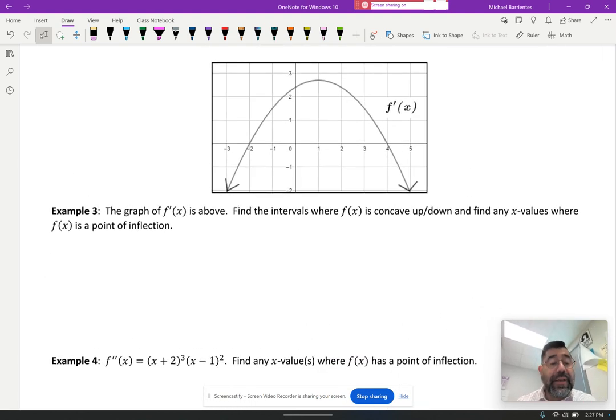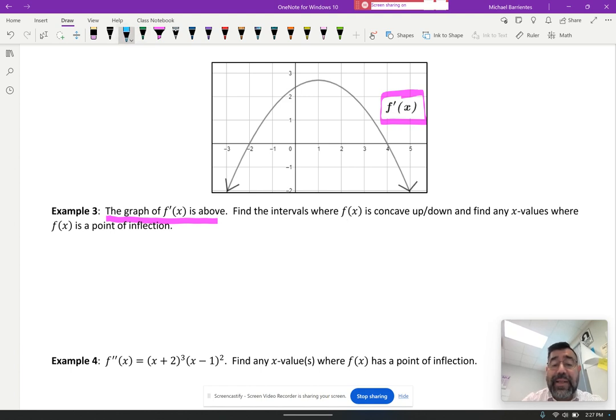What are we given? We're given the graph of f prime of x in the picture here. So two things. They're going to tell you what you're given here, and they're going to label what you're given here. Make sure to pay attention to what it is you're given. Find the intervals where f of x is concave up or down, and find any x values where f of x has a point of inflection. So I need to find the second derivative, but I'm given the first derivative graph. So I have to think about, what does that mean?